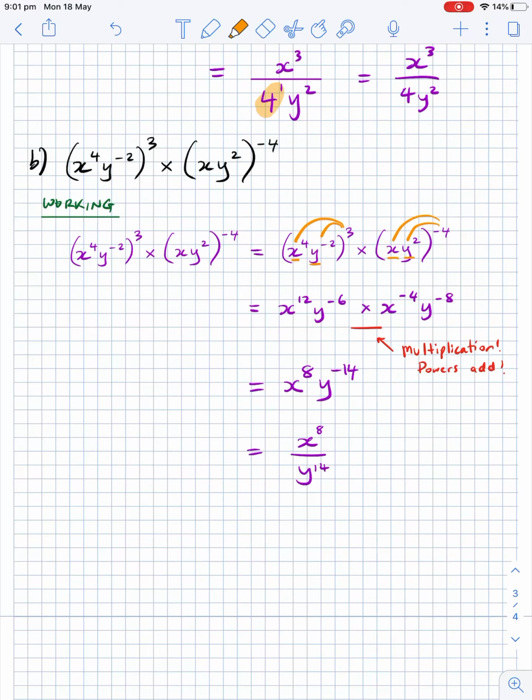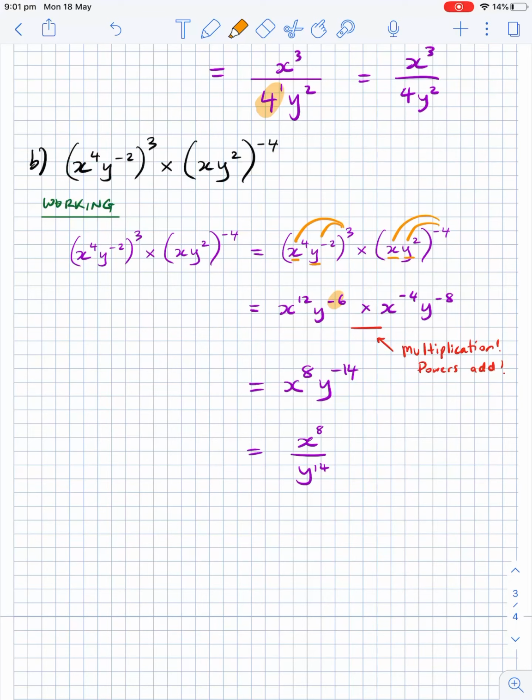And lastly, the minus 4 is multiplying with the power of 2 to give y to the power of negative 8. When you get to this stage, we've got rid of the brackets, we need to deal with this multiplication sign. When you're multiplying, you want to add the powers which have the same base of x and y. So here we've got our power of 12 adds to our power of negative 4 because they've both got x as a base. So 12 plus negative 4 is a power of 8. And with our y's, we've got y to the power of negative 6 plus y to the power of negative 8. So negative 6 plus negative 8 is going to be negative 14.